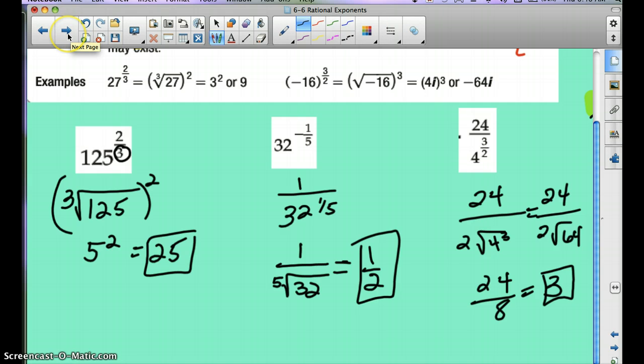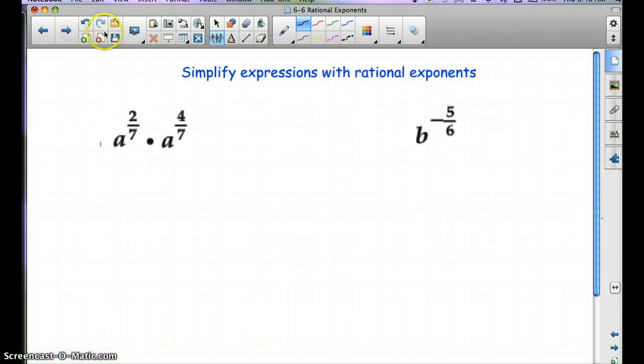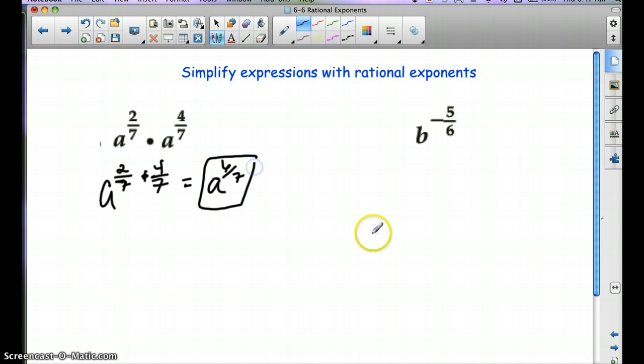All right. Next one. Simplifying expressions with rational exponents, same rules apply. When you're multiplying, you add the exponents here. So we're going to take a to the 2/7 plus 4/7. This is an easy one because it has common denominators. Sometimes you might have to get common denominators. So it's going to end up being a to the 6/7 for this one.